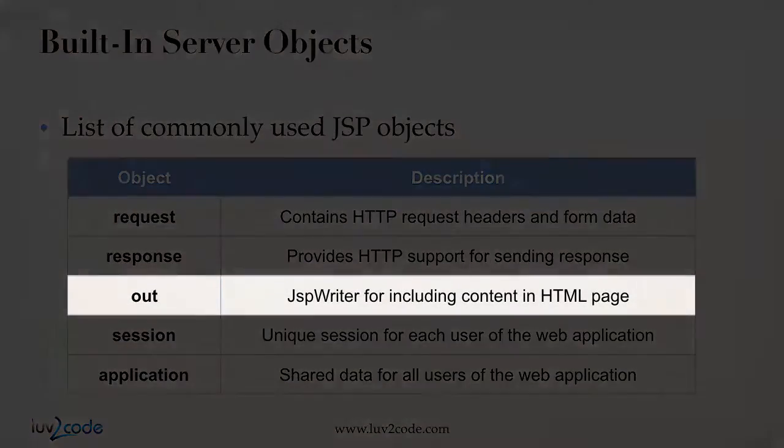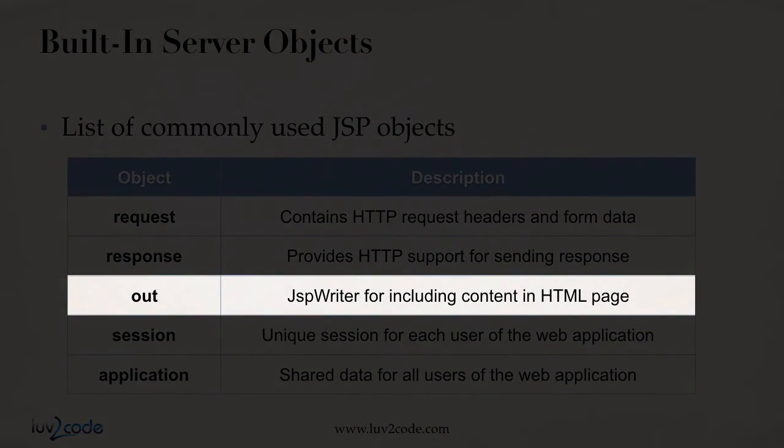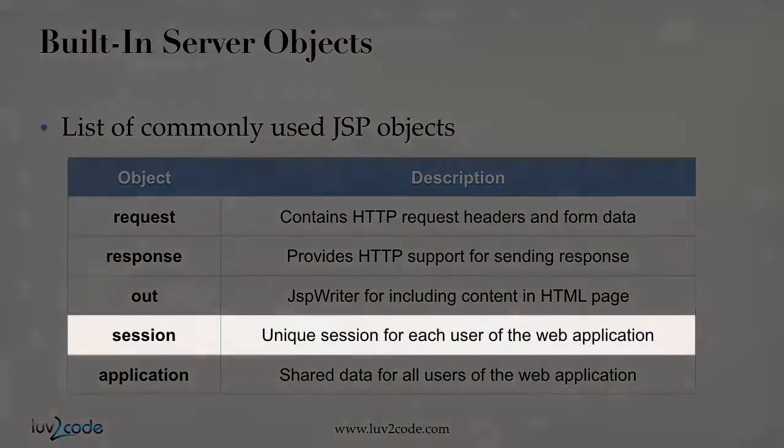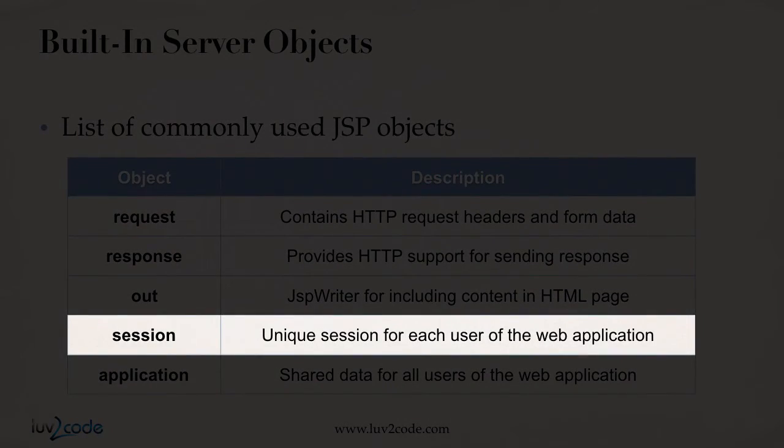Now, this one server object you used already, the out object, and we use that for our out.println line in one of the previous videos. So again, a built-in server object given to you for free. Now there's two others here. Session, it's a unique session for each user. You can think of the session object as kind of like a shopping cart. Each user has their own unique shopping cart. We'll use this on the following video.